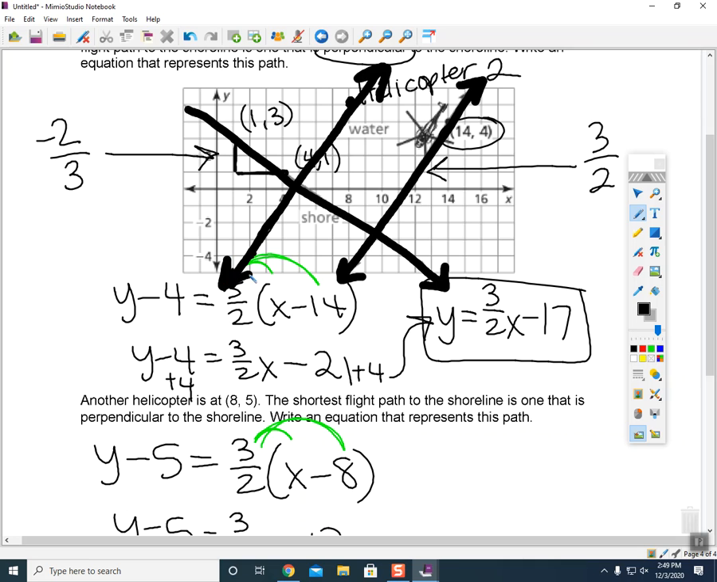So you can tell that these two lines going right here are parallel. We can tell that because of what they look like. And both of these are crossing this line at a right angle. So they are both perpendicular to the shoreline.